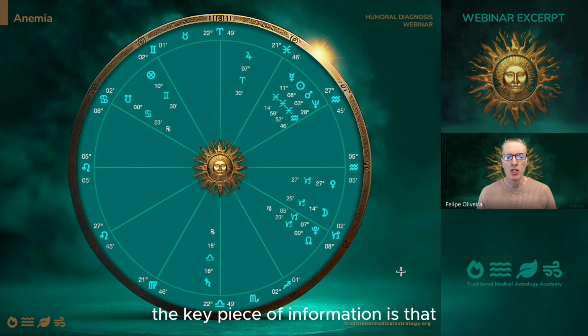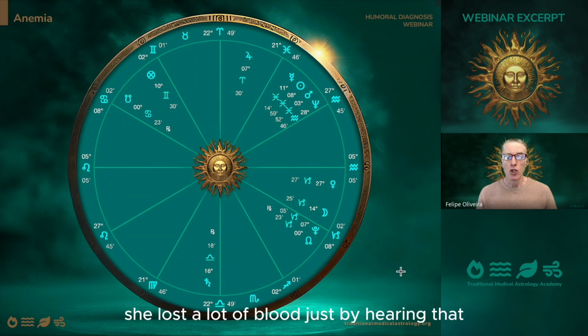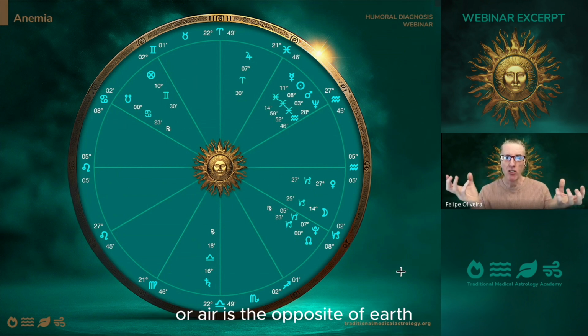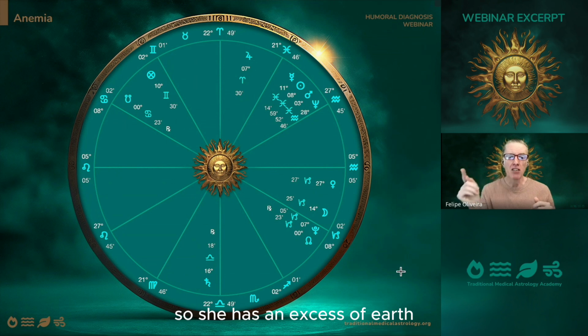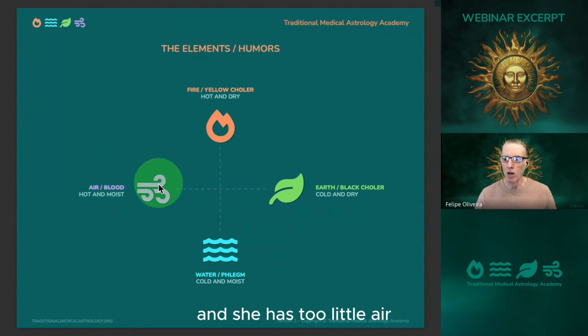The key piece of information is that in the previous day, she had an extreme menstruation discharge. So she had her period, so she lost a lot of blood. Just by hearing that, you can match with the symptoms. Remember that one of the names for air, the element air, is blood. And we remember that blood or air is the opposite of earth. So she has an excess of earth, and she lost a lot of blood.